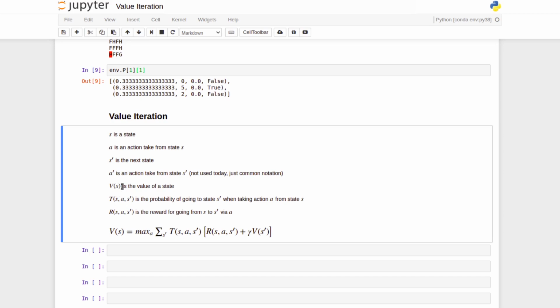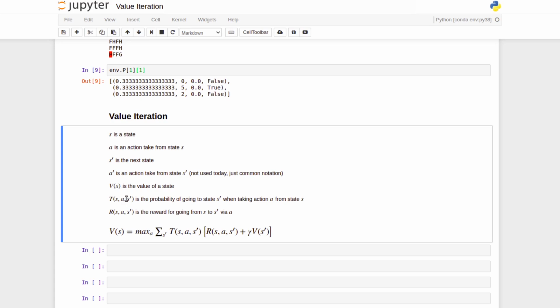V of S is the value of a particular state. The idea is that this value of a state is the amount of reward I expect to get, i.e. if I am right next to this giant pile of treasure, I feel there's a pretty good chance I'm going to get the reward of that treasure, so my V of S is very high.